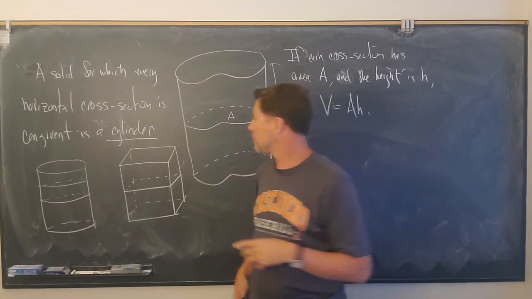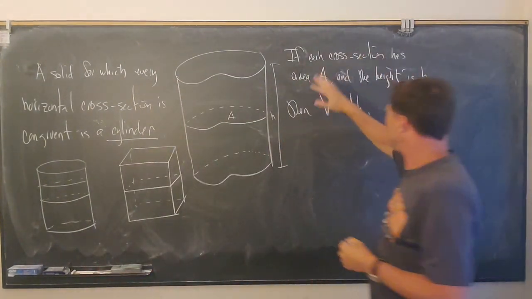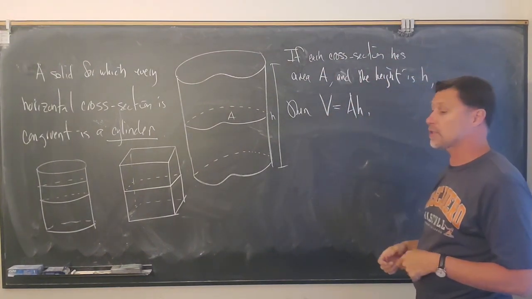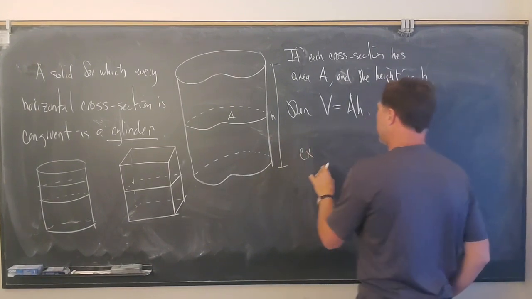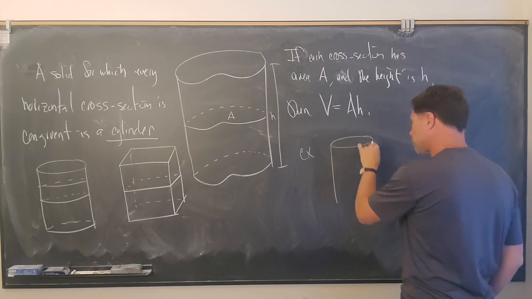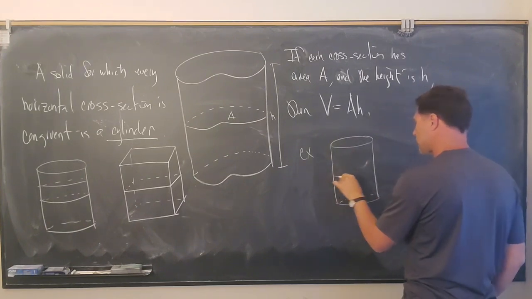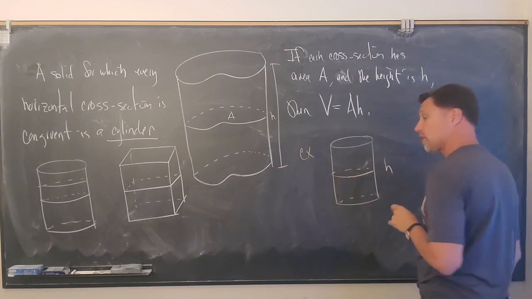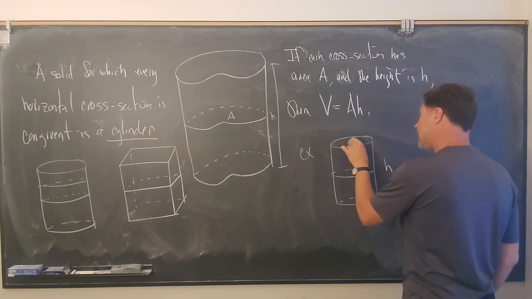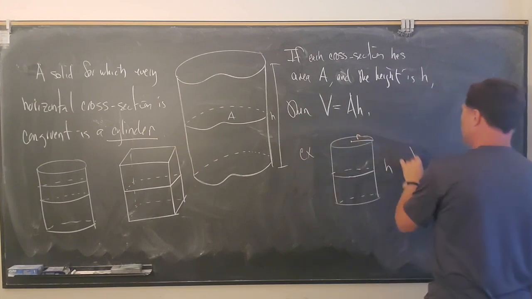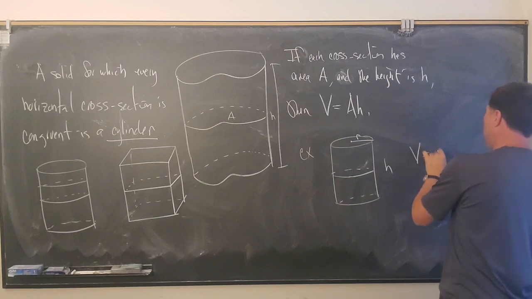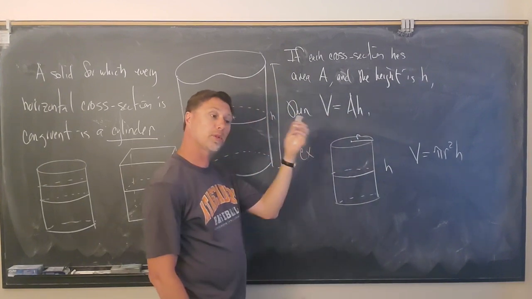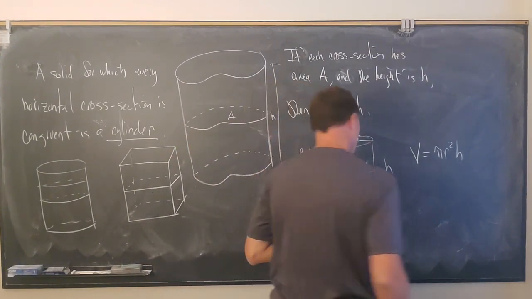Okay, now I'm back. So what we had was, if each cross-section has area A and the height of our cylinder is h, then the volume is A times h. So for example, if we have our standard circular cylinder, where all the cross-sections are circles, and our cylinder has height h and the radius of each cross section is r, then the volume is our usual formula, pi r squared times h. The area of each circle is pi r squared. We multiply by h, that gives us the total volume.